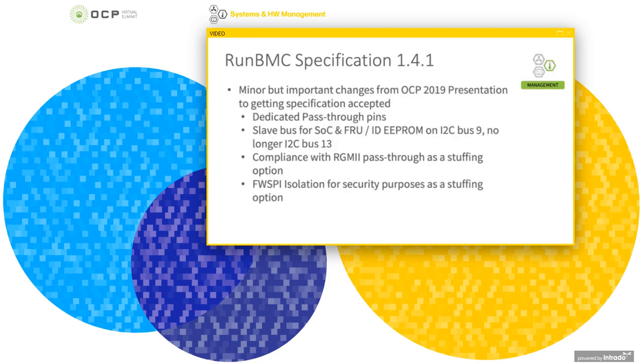What's different from what we presented at OCP in 2019? Some of the requests we had from different customers included adding dedicated pass-through pins, and changing the slave bus for the SoC and FRU on I2C to bus 9, no longer bus 13. We added compliance for RGMII as pass-through, which is a stuffing option, as well as isolation for firmware SPI, which was a security concern from one of our customers.